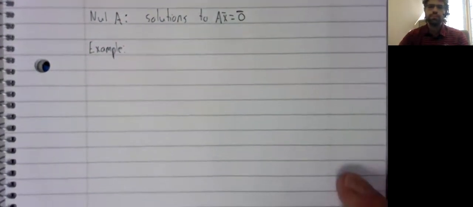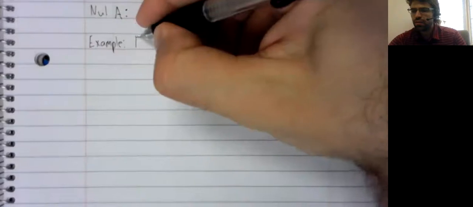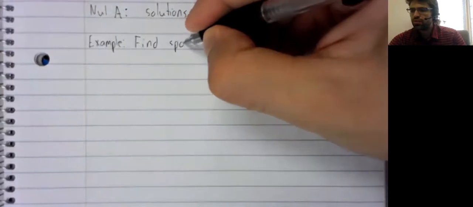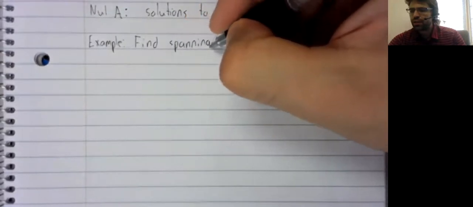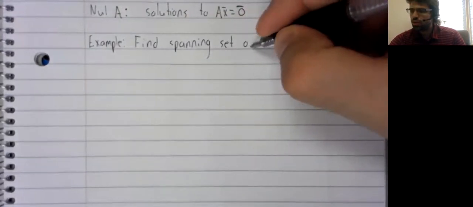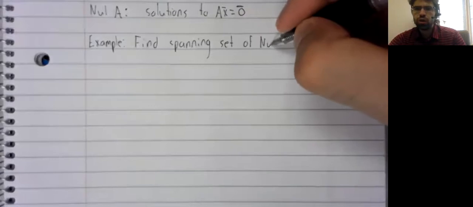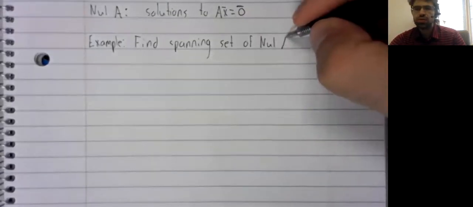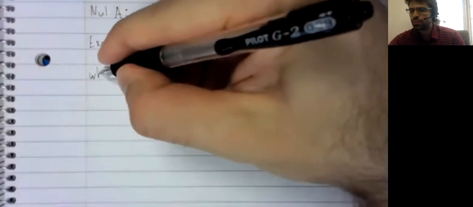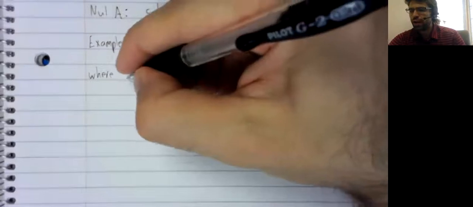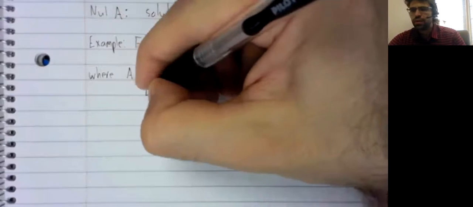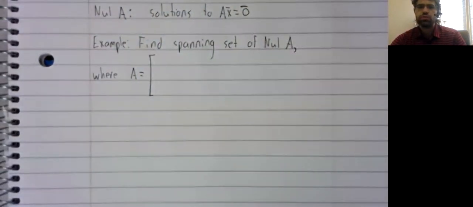Example. Find a spanning set of the null space of A, where A is this matrix.